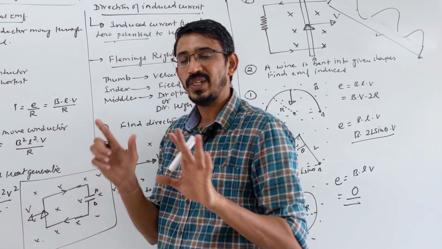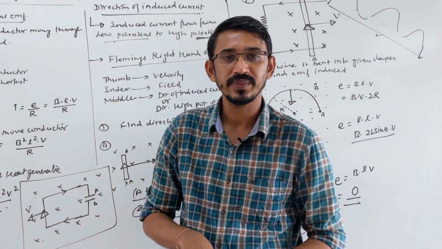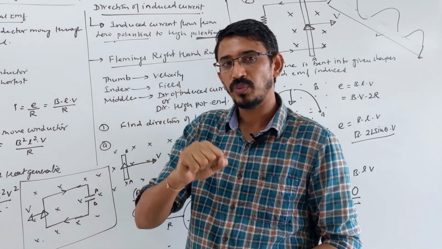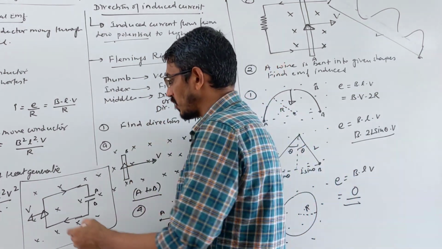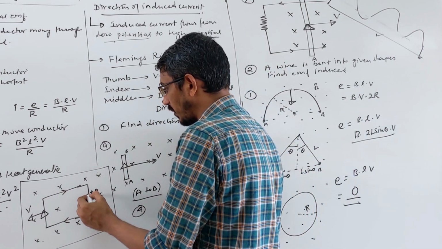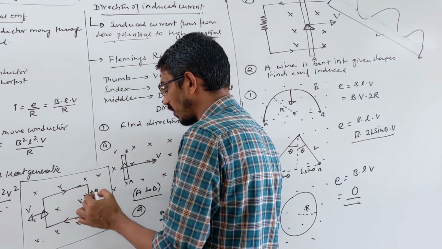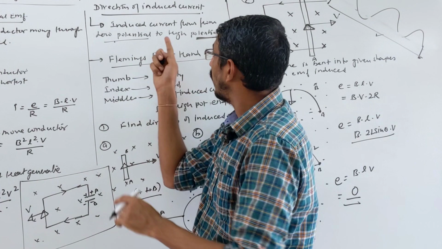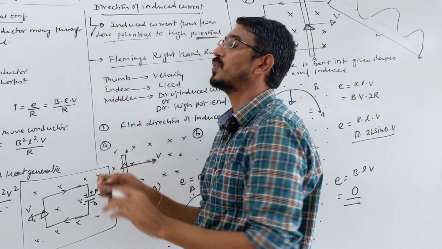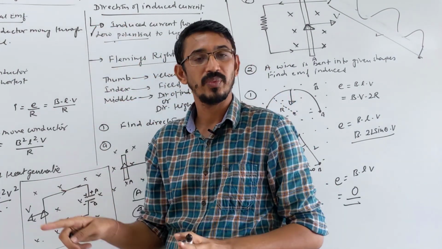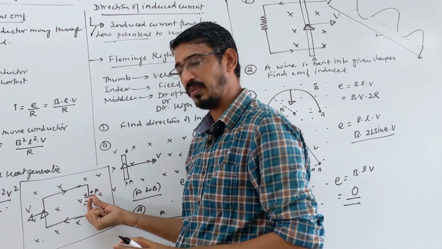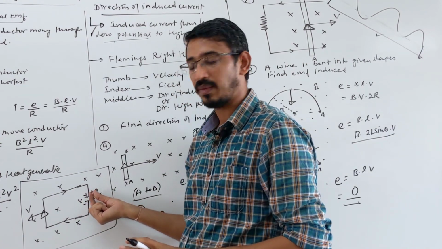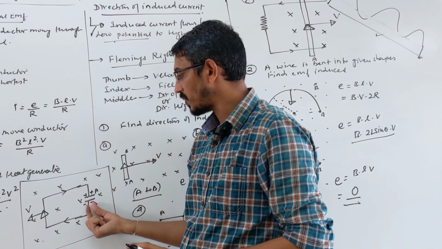So the induced current, how does it flow? We know it flows from low potential to high potential. So it's flowing to this point. This point is positively charged, high potential, and that is low potential. Remember, be careful, I already wrote it here: induced current flows from low potential to high potential. High potential, for the capacitor, is the positive plate. Low potential is the negative plate.